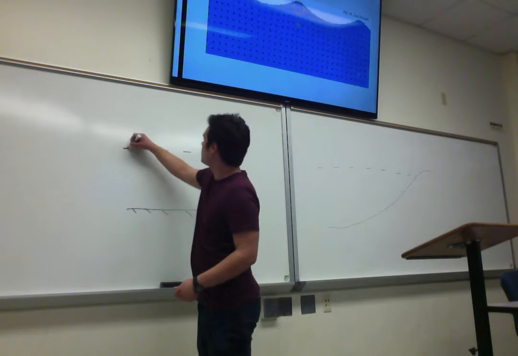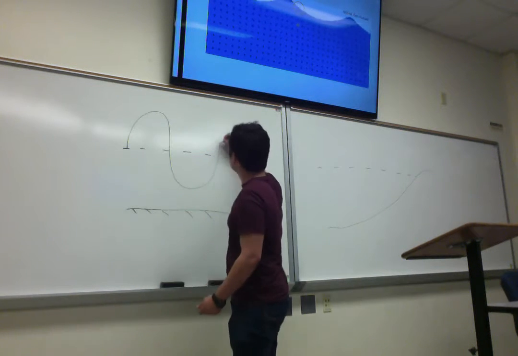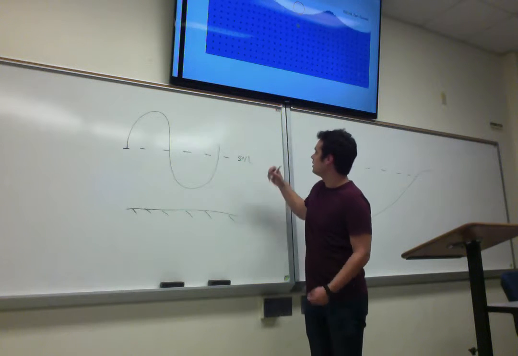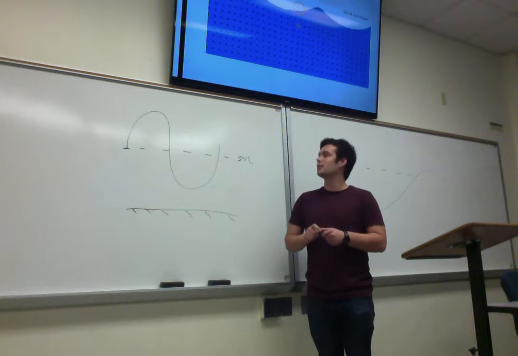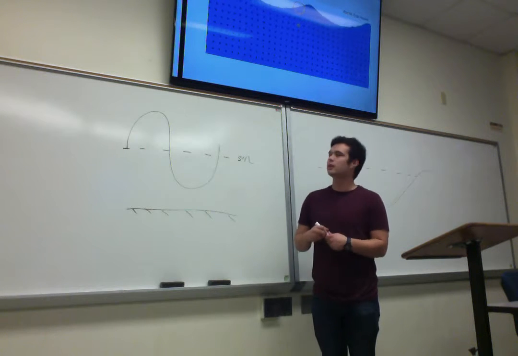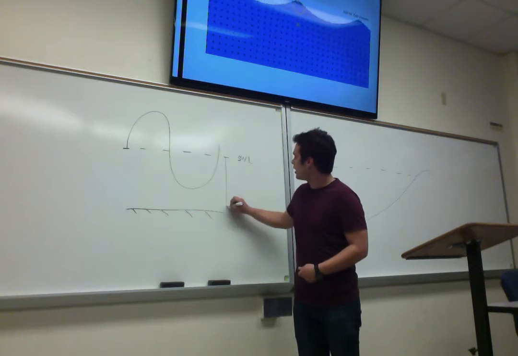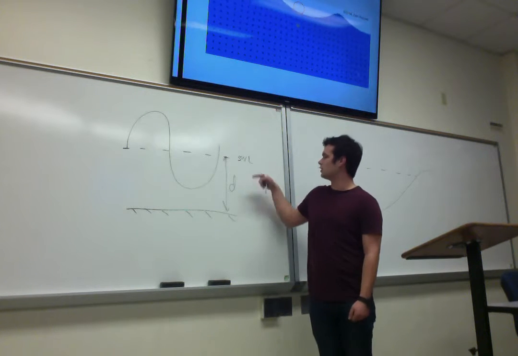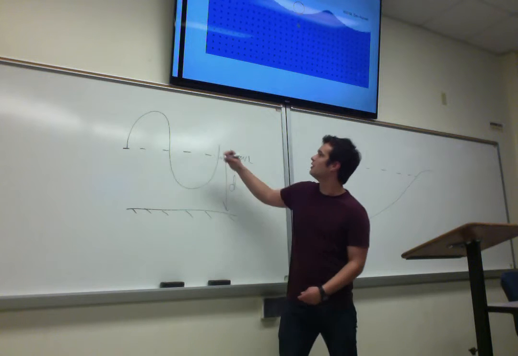There's also a couple parts of waves. This is the general shape. Right here, this line is the still water line. That's where the water level would be if there wasn't a wave traveling through it. We also have the depth. That's just the distance between the ocean floor and the still water line.